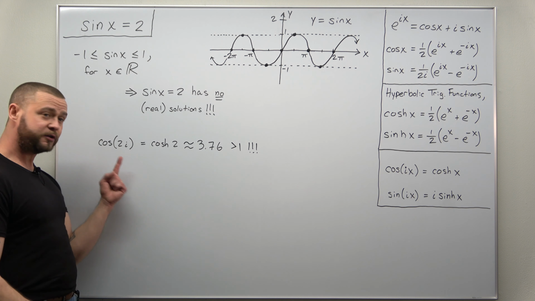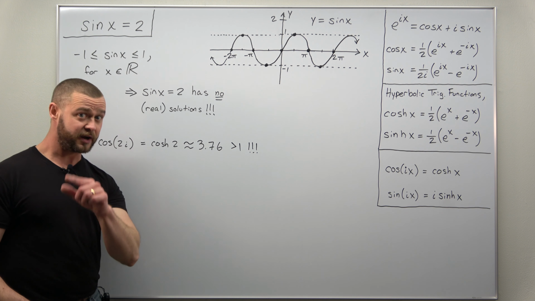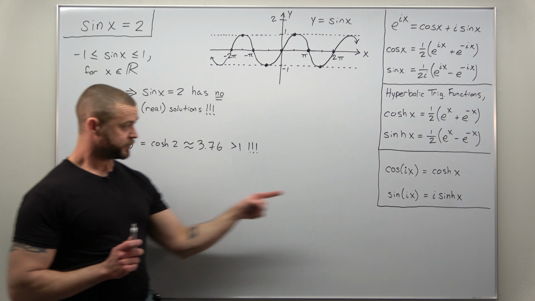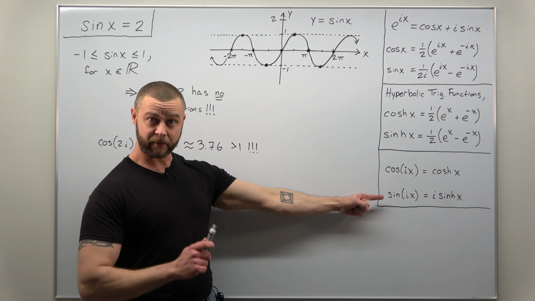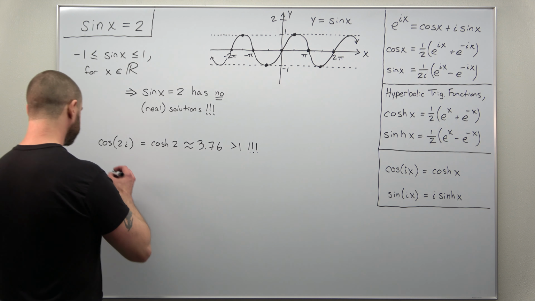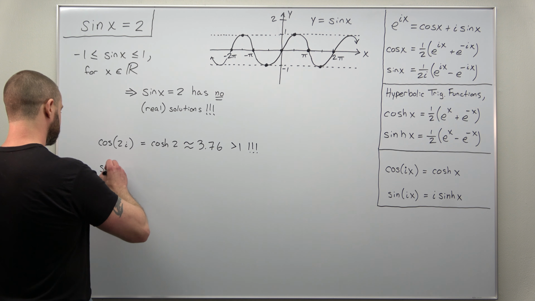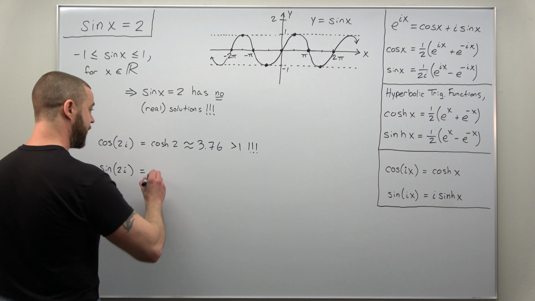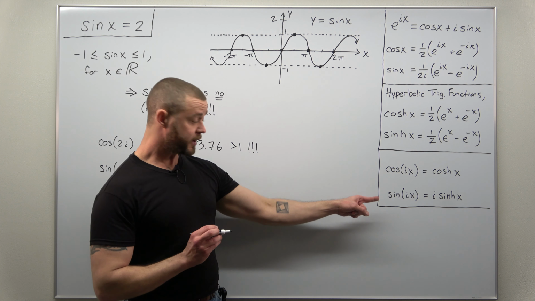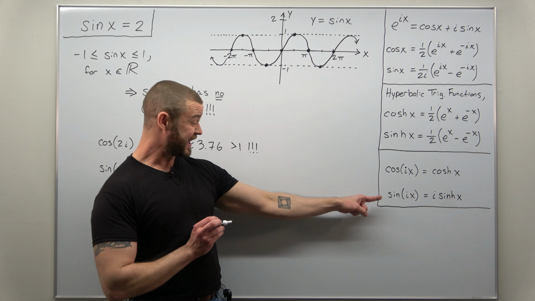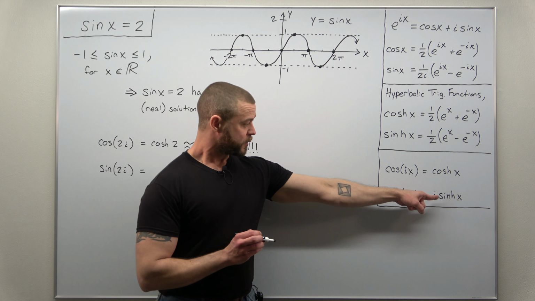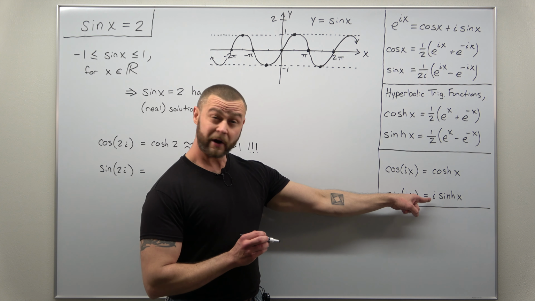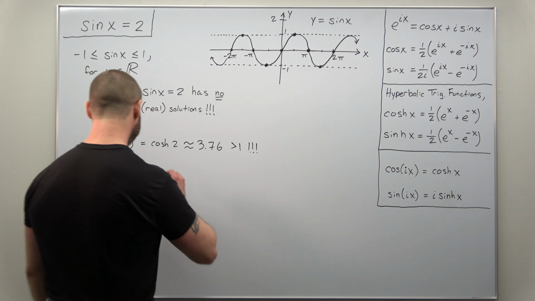Now again, this is cosine. Let's go ahead and plug 2i into sine. We're going to replace x with 2, and we'll get sine of 2i. Having already gone through arriving at that identity down there, we're just going to plug that in. We're going to get i times hyperbolic sine of 2.